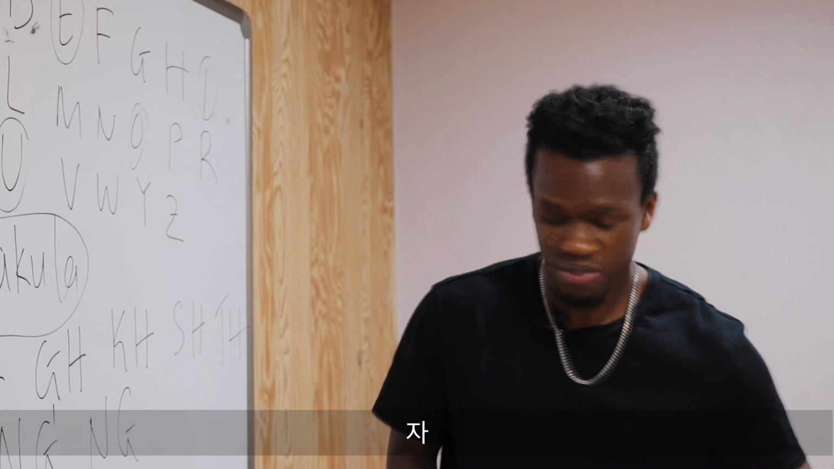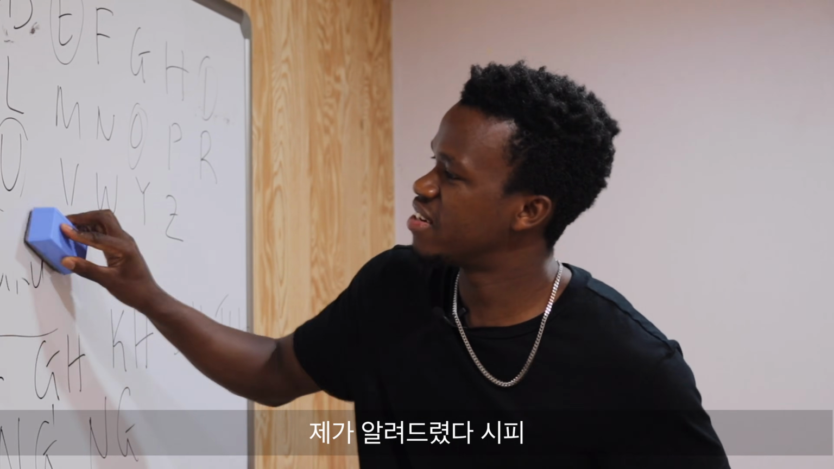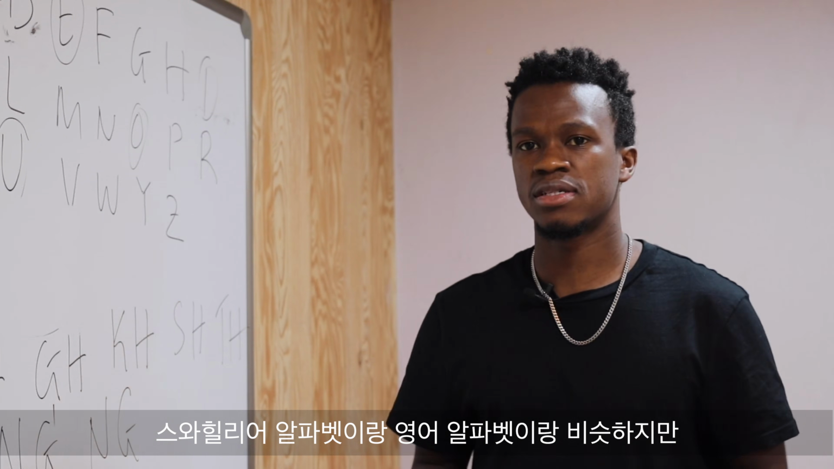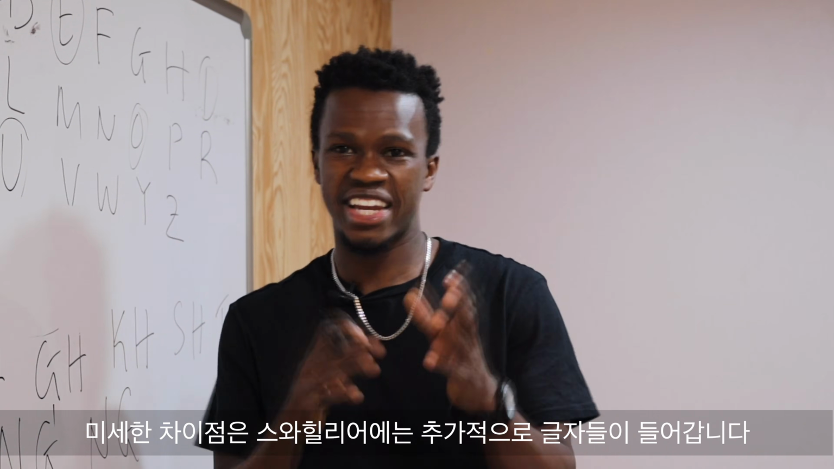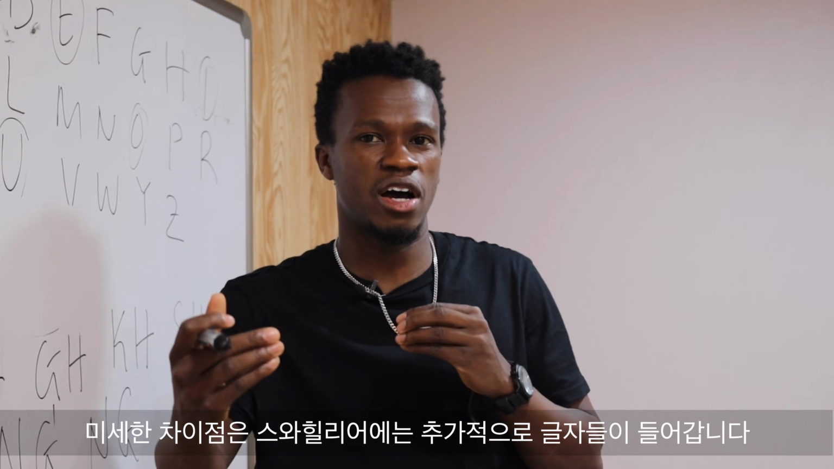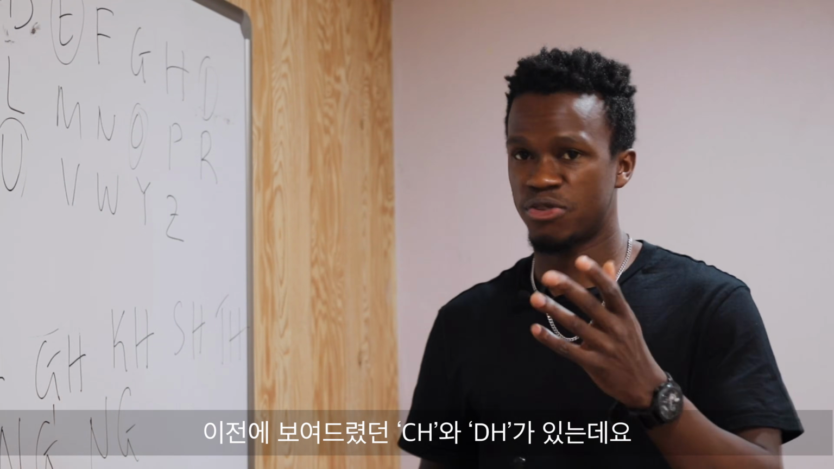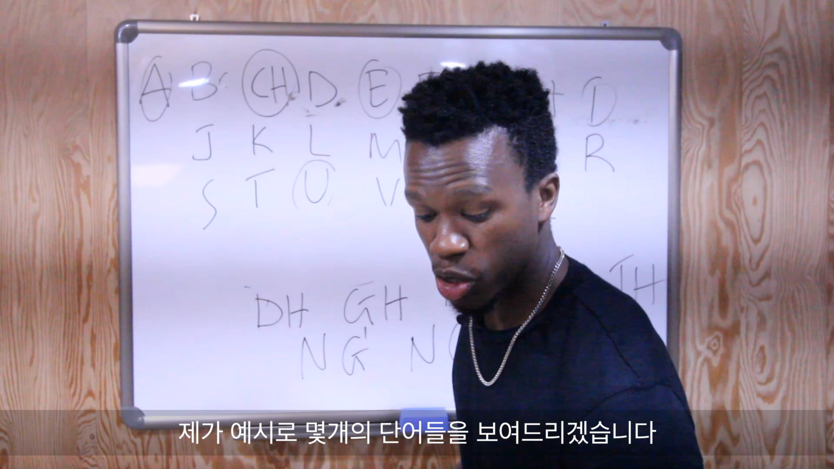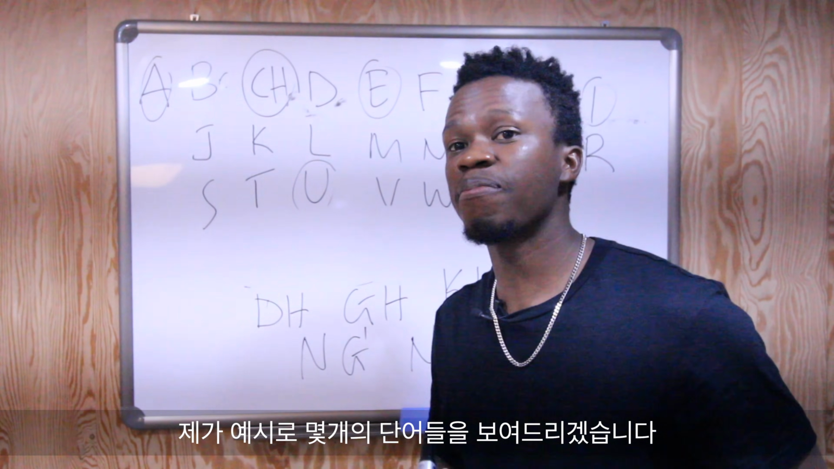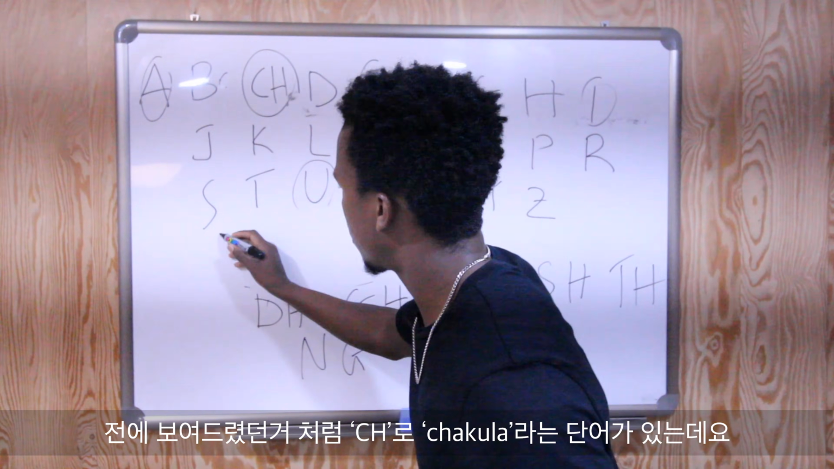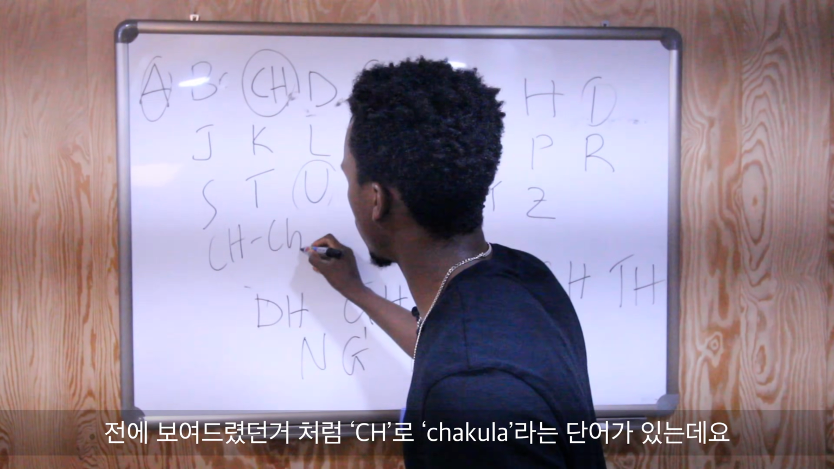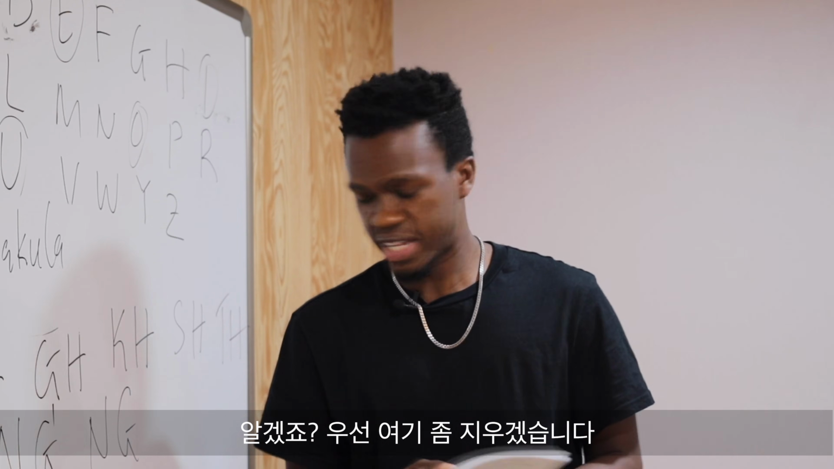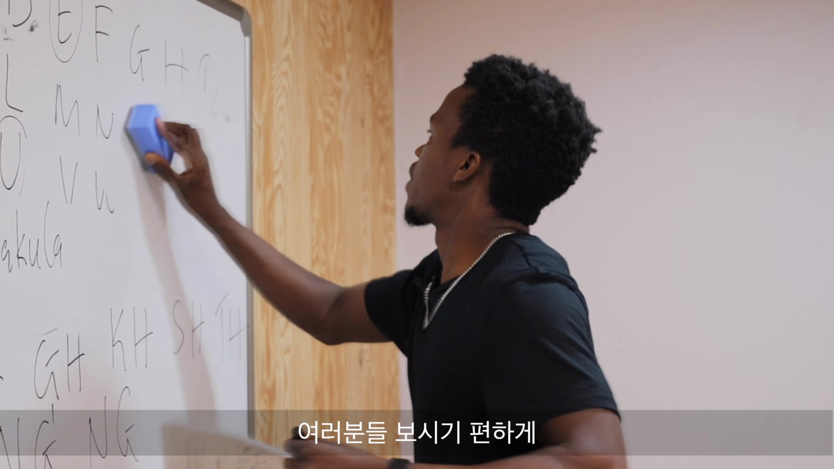All right. So, as I told you guys, the Swahili alphabet is pretty much the same as the English alphabet, but there's a little bit of difference because we have extra alphabet in Swahili. For instance, I've shown you C and H, but also we have another one, D and H. And I'll show you a little bit of a sample of the words. Like for example, CH, I've already shown you that we have a word called chakula. Chakula means food. All right, let me just clear this up a little bit for you guys to see it.